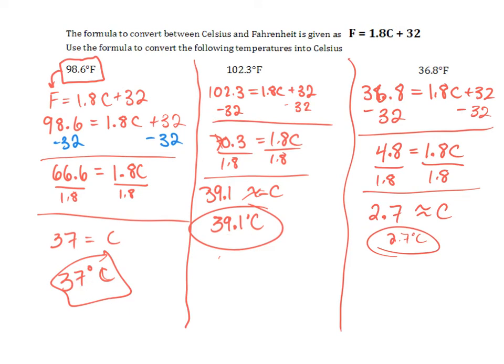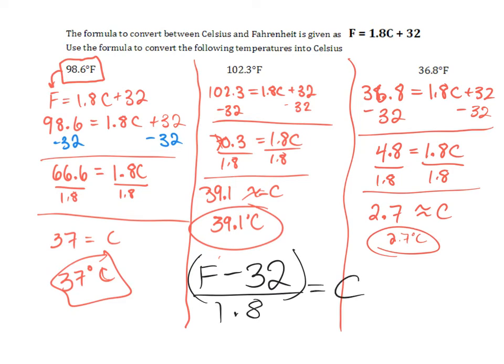And what we were left with was our solution. So let me see if we can generalize this. We took our Fahrenheit value, we subtracted 32, and we took that whole thing and we divided it by 1.8. And that gave us our Celsius. What we just did right here is rearrange this formula to solve for Celsius.